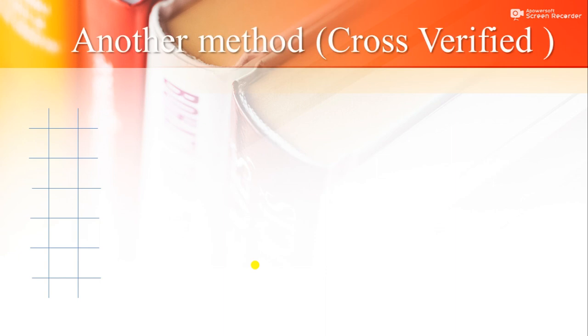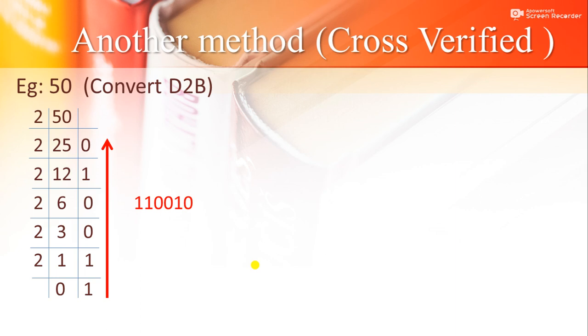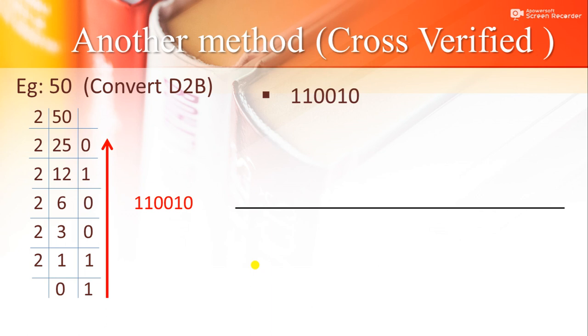Now another method, that is cross verify. Over here, as we have converted the 50 decimal, the answer is 110010. Now we will cross verify whether that answer is correct or not. The other method is, first we will write the 1 from the right to left. We will go right to left, that is 1. Now multiply by 2, that is 1 multiply 2, that is 2, 2 multiply 2, that is 4, 4 multiply 2, that is 8.